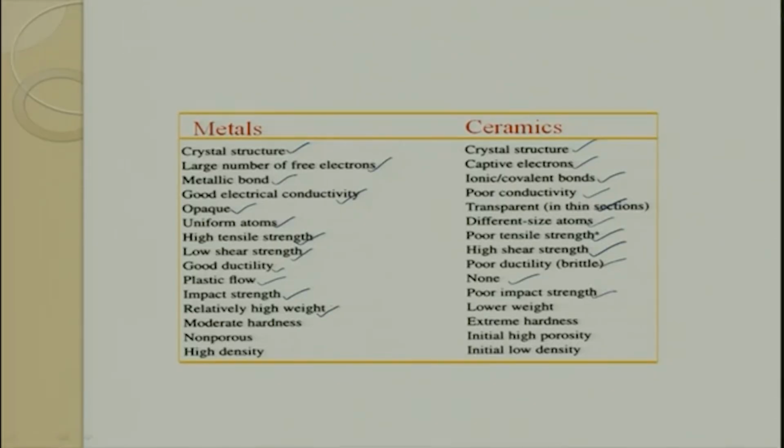Metals are relatively heavy, with higher density; ceramics are low weight or low density. Hardness is moderate in metals, and extremely high in ceramics. So, predominantly if you look at ceramics, there is extremely high hardness, poor ductility, and poor tensile strength. Metals are non-porous; in ceramics you can also have porosity. Now, with this you can identify very clearly the difference between metals and ceramics, when to go for metal matrix and when to go for ceramic matrix.